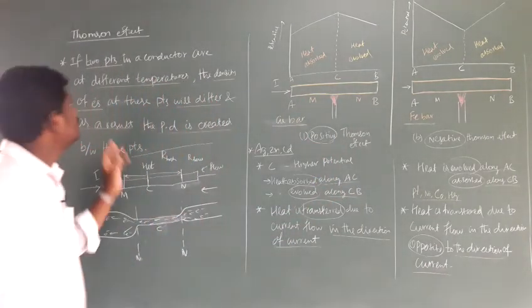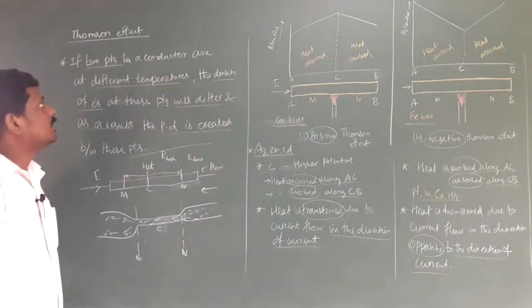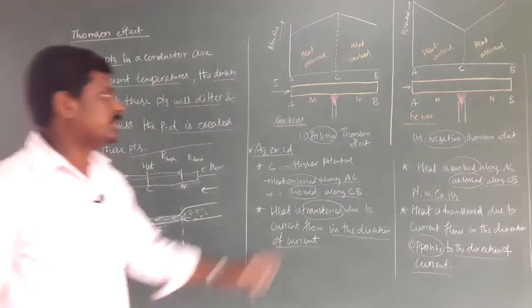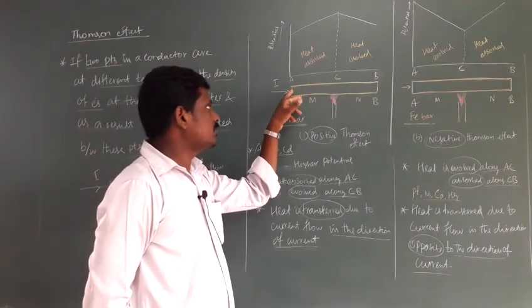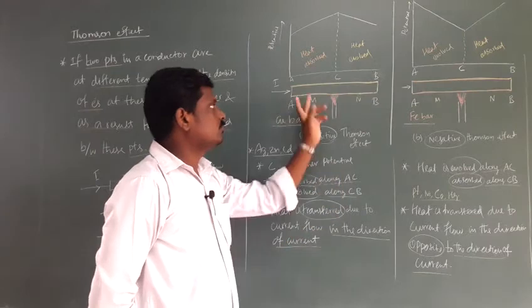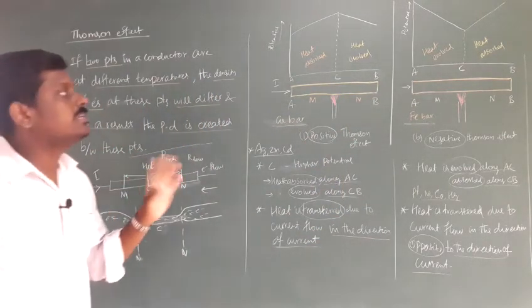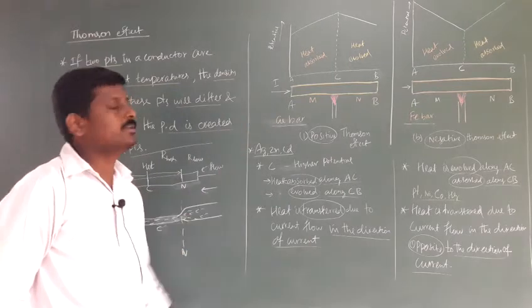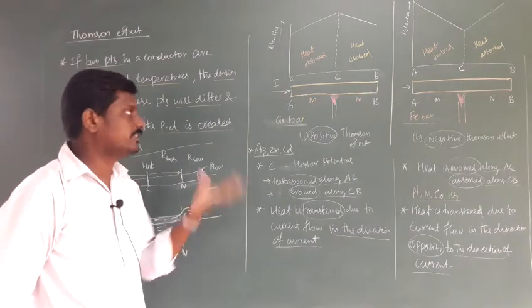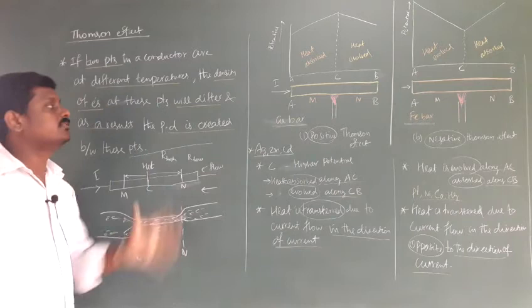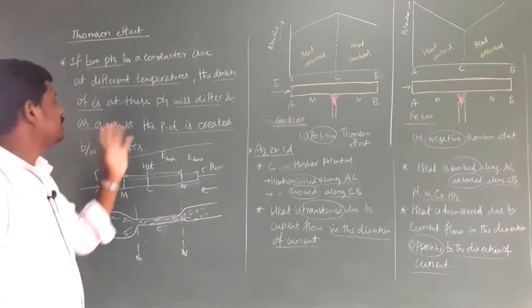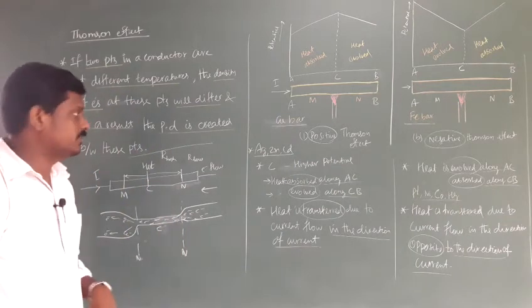So according to the law, two points in a conductor are at different temperatures. Here, this point is hot and this point is different, so two different temperatures. As a result, the density of electrons present in the copper will differ due to the heating effect, so a potential difference is developed due to the heating effect. How does this happen? We will see.